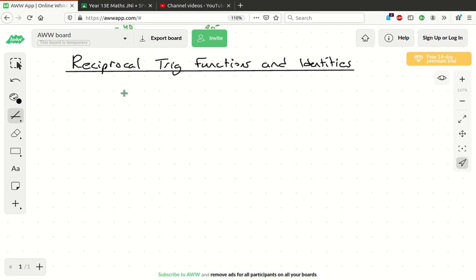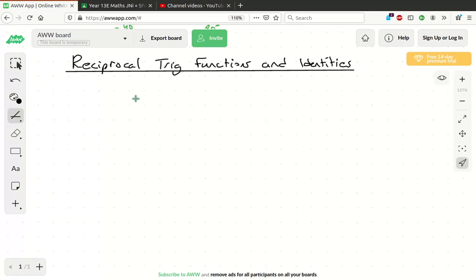Okay, hi everyone. This is a short clip on how to work with reciprocal trig functions, which are of course sec x, cosec x and cot x, and proving identities. Now, I want to start with two very important results.